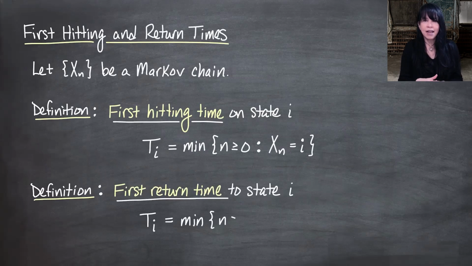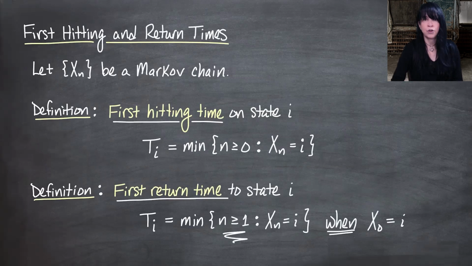So T sub I is the first return time to state I, the minimum integer at times n greater than or equal to 1. So I'm no longer allowing n equals 0 in here. The first time the chain is going to be in state I at times greater than or equal to 1. But this only makes sense as the first return time to state I in the context where X0 was I.